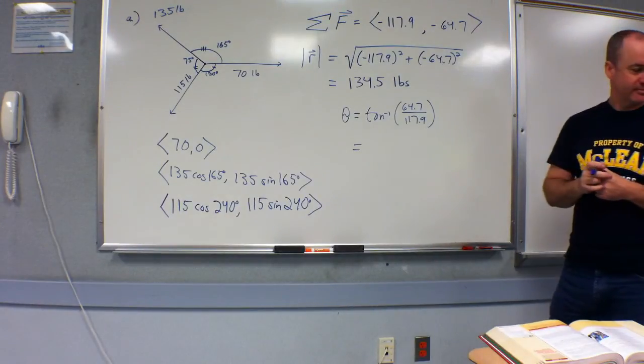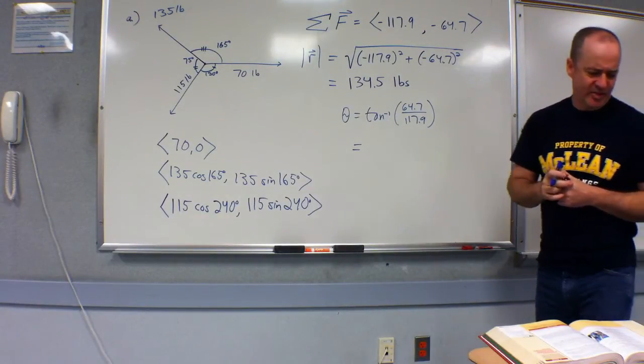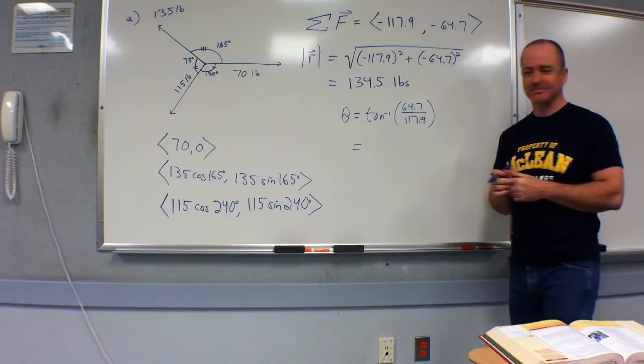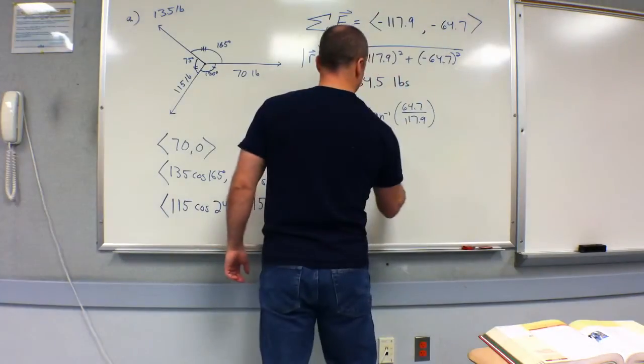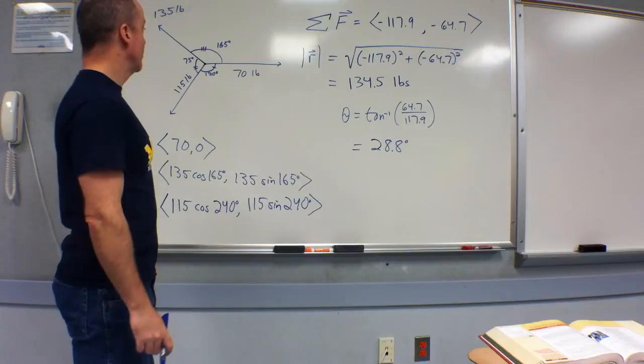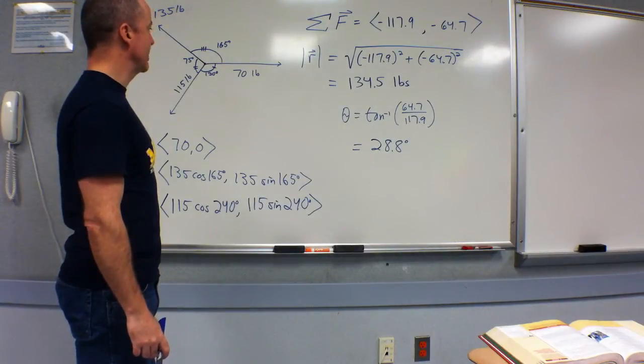Let me do it before the book does it. The book gives the answer in a funny way. Oh, I see how the book does it. Okay. With 28.8 degrees. Now, with that, okay, what does that 28.8 degrees mean?